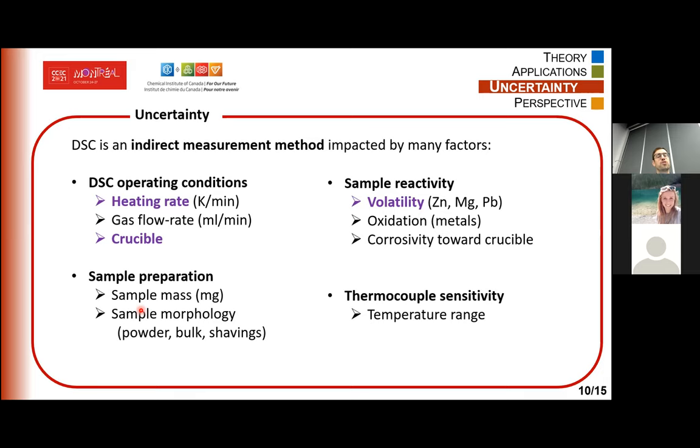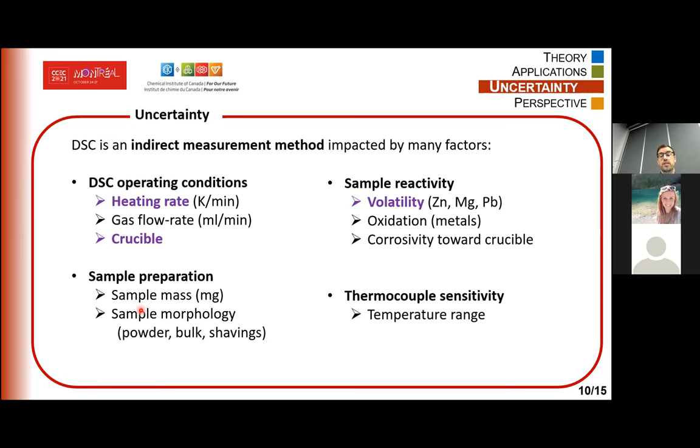Then the sample preparation is also critical in our case, especially when you're dealing with metals or alloys. You have to remember that we're using tiny amounts of samples on the milligram scale. And of course, the morphology or the type of material or sample that we're using will have an impact on the measurement. Sample reactivity also is an issue. So we need to be aware of the volatility of our sample, the potential oxidation, the corrosivity of the sample with the crucible. And of course, we need to be aware of the thermocouple sensitivity.